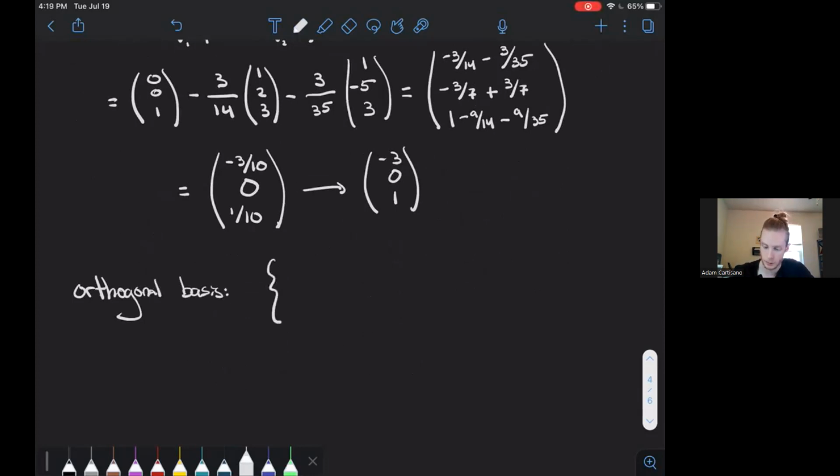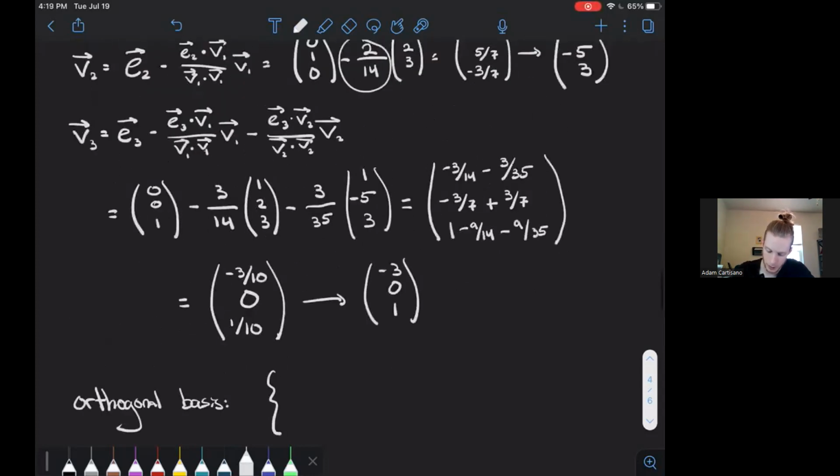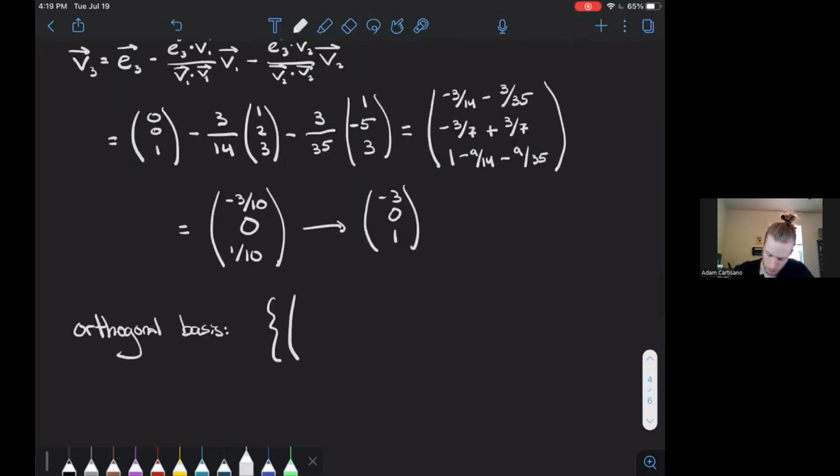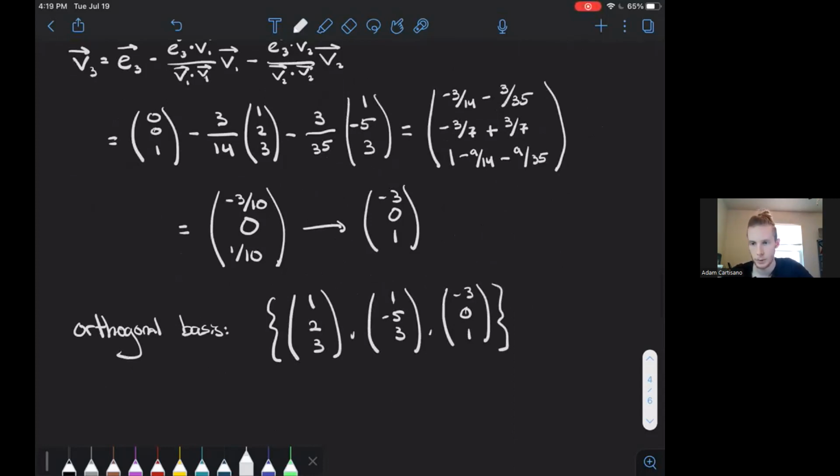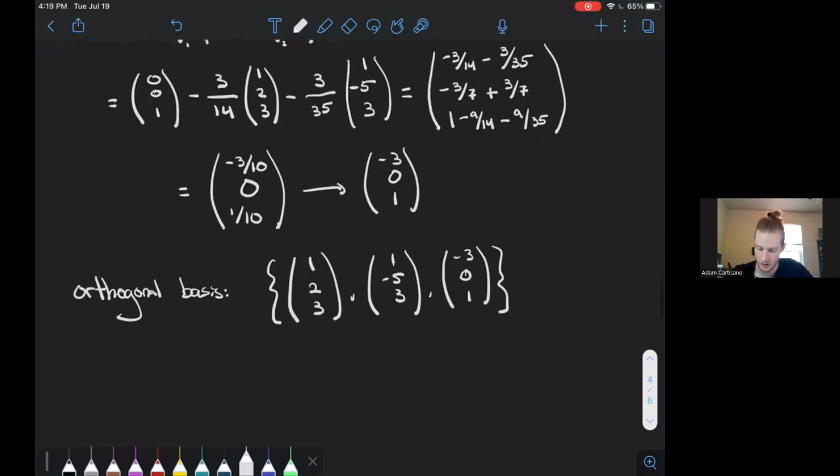This is a basis for R3, right? So it'll be 1, 2, 3, of course. 1, negative 5, 3, negative 3, 0, 1. Pretty good. It's a pretty good resounding conclusion.